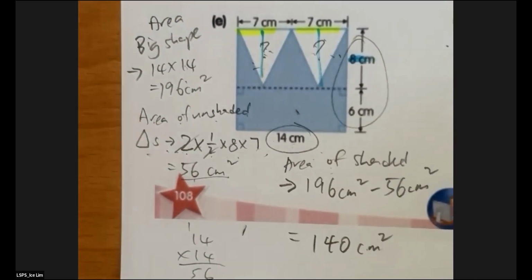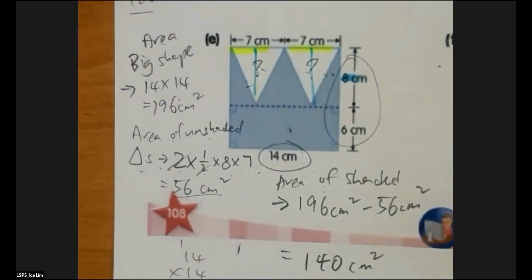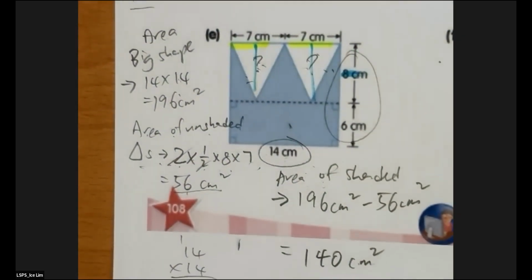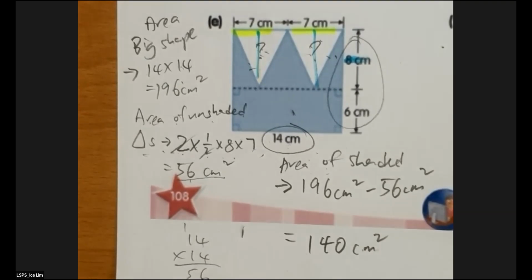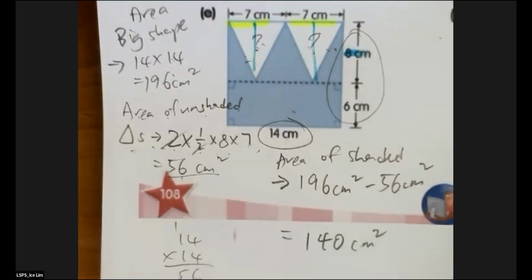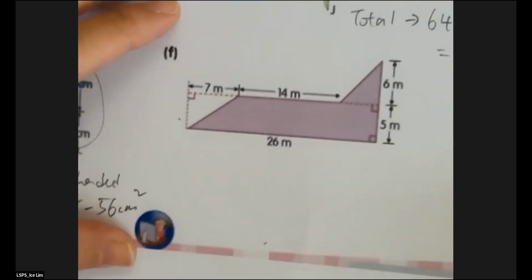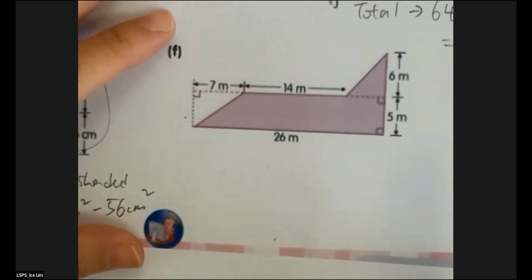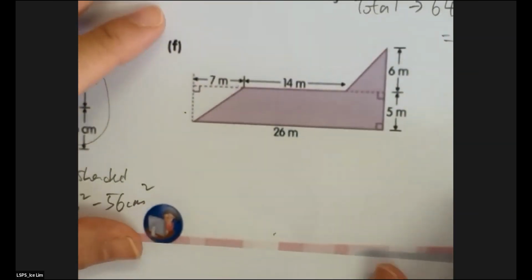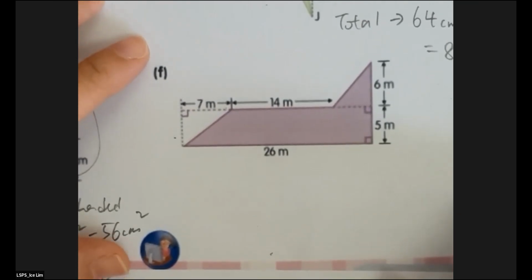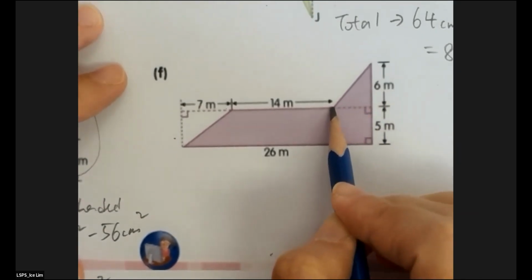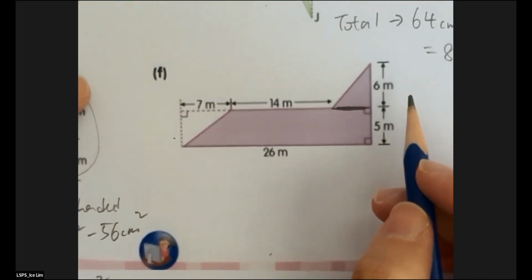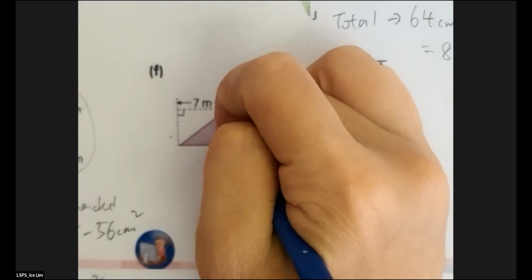Okay? Okay, so the last one here. This one. Cut better or big shape minus unshaded? Cut better. Okay. I cut this part here. And then I cut this part here.